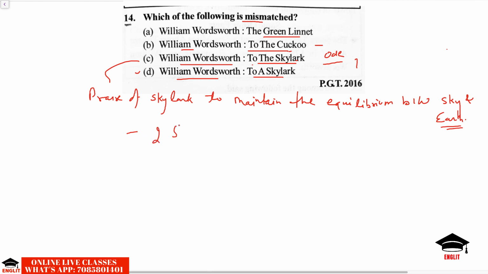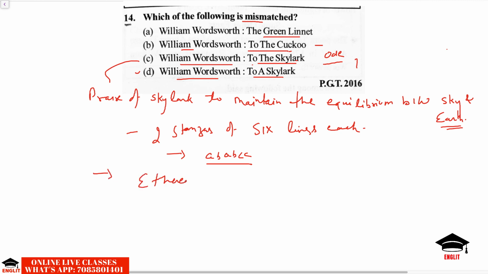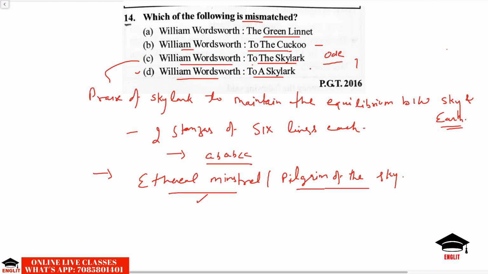It is merely 2 stanzas of 6 lines each. The rhyming scheme is ABABCC, and here it has been addressed as ethereal minstrel, pilgrim of the sky. The question can be asked from a different perspective as well. Which of the birds is addressed as ethereal minstrel or the pilgrim of the sky in the poems of Wordsworth? Is it the green linnet, or the cuckoo, or the skylark? Ethereal minstrel or the pilgrim of the sky is the attribute given to the skylark. Cuckoo has been addressed as blithe newcomer.